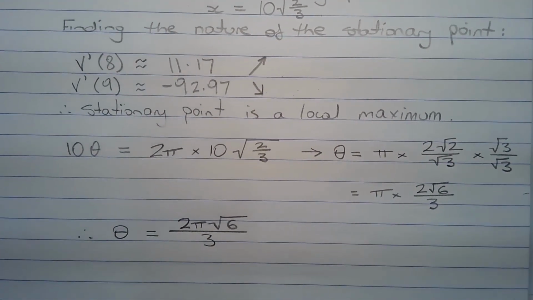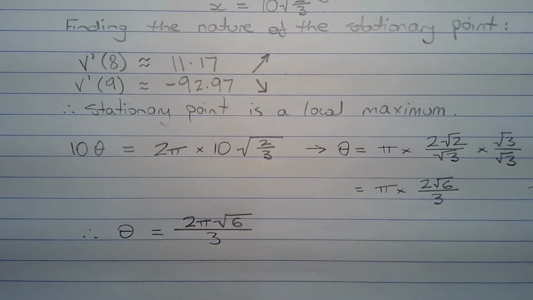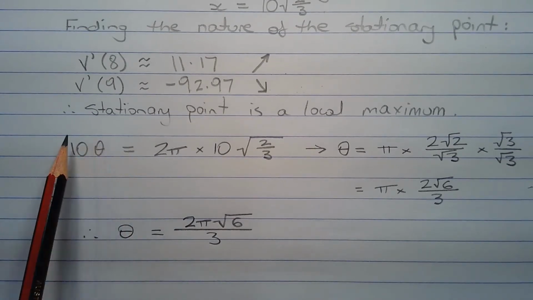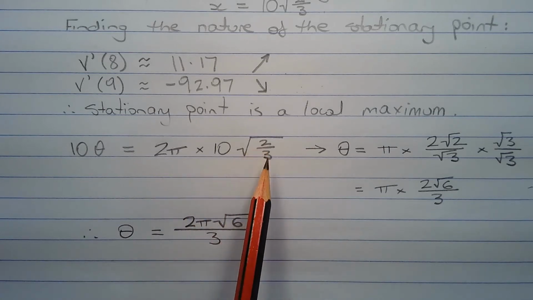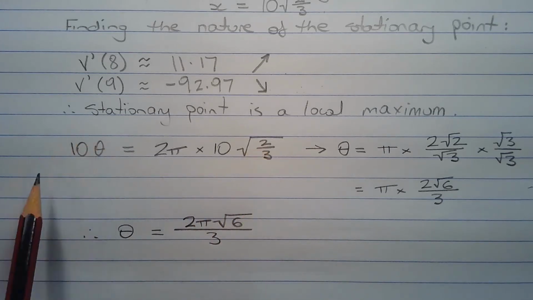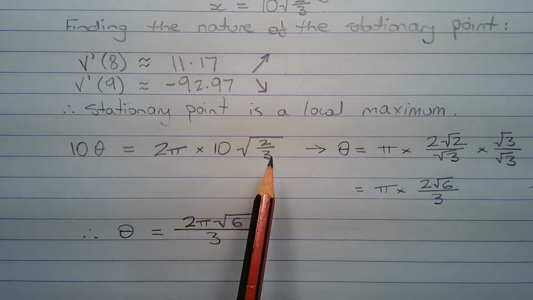Finally, to find the value of theta, we're going to solve 10 theta is equal to 2 pi times 10 times the square root of 2 over 3. Now, 10 theta represents the arc length of the sector. So that's the diagram that's on the left-hand side in the question. And that's equal to the circumference of the base of the cone. So that's the diagram on the right-hand side.